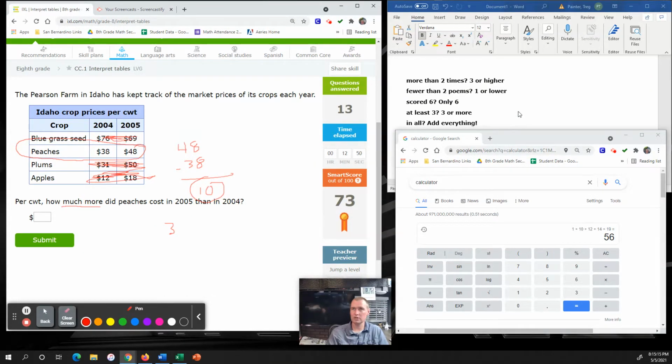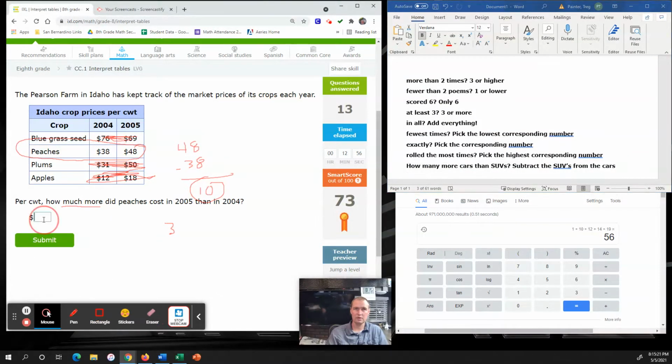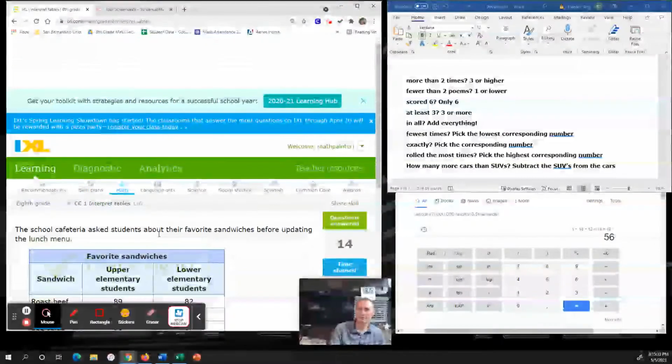Okay, so when you see the words how much more, let's go back. How many more, right? That's subtraction. So how much more did peaches cost in 2005? Well, they went up by $10. So again, interpret the question. Interpret the question says, how much did they go up? Well, they went up $10. All right, nice.